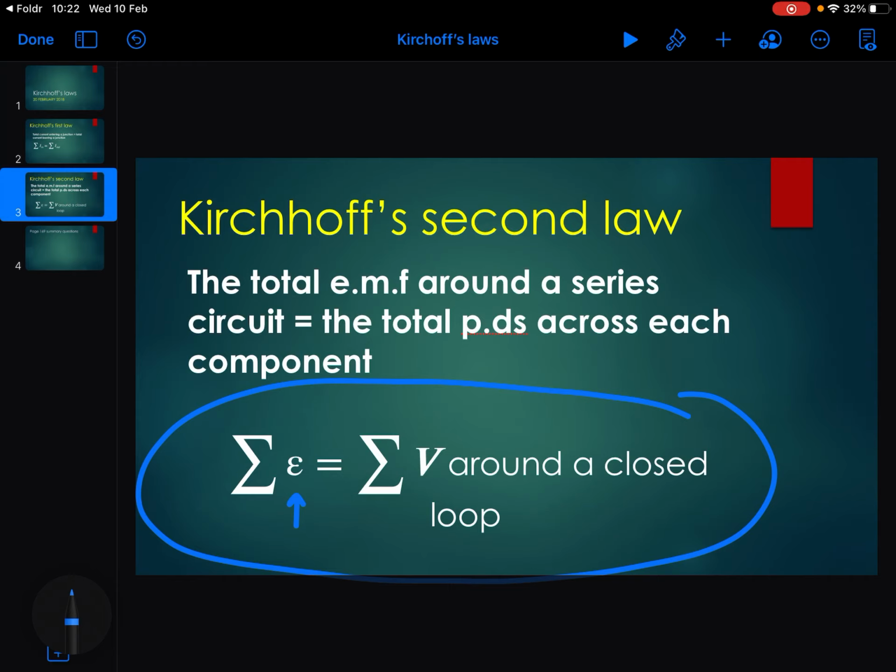but in parallel, in fact, I'll draw a parallel circuit. Excuse me, sorry, I'm hiccuping away here.